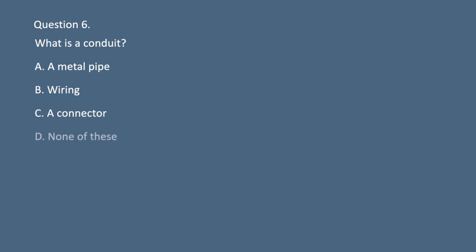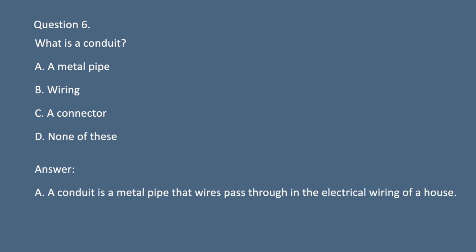Question 6. What is a conduit? A. A metal pipe. B. Wiring. C. A connector. D. None of these. Answer. A conduit is a metal pipe that wires pass through in the electrical wiring of a house.